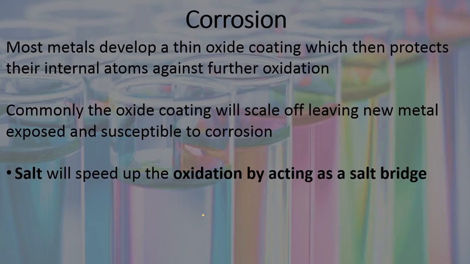Most metals develop a thin oxide coating which protects them from further oxidation. You see this especially with alkali metals. If you cut an alkali metal, such as lithium, it will very quickly create an oxide coating, which prevents this further oxidation. However, eventually this oxide coating scales off, and the new layer below it is more susceptible to corrosion.